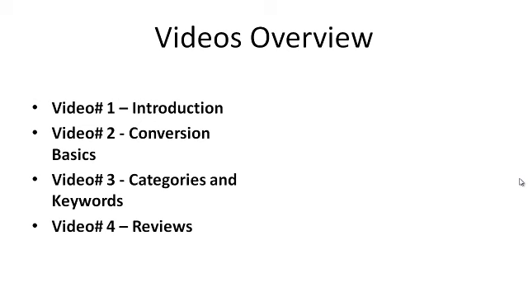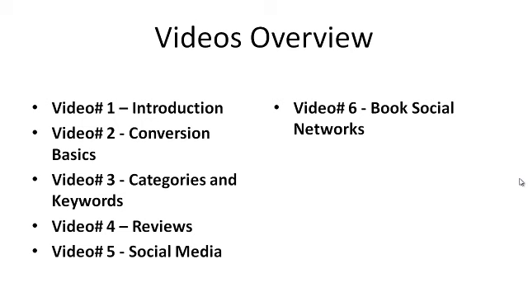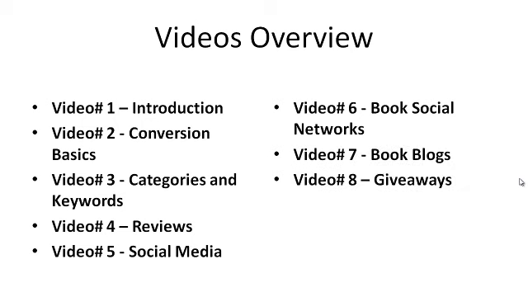Video number 4, we're going to talk about reviews, what you should do and what you should not do. What you should not do to avoid breaking Amazon rules, because the worst case scenario is you do something that Amazon doesn't want and they basically take down your book. So you still are in a way under the realm of Amazon and they still have control over your book, even though it's self-publishing. So video number 5 is social media. Number 6 is book social networks. Number 7 is book blogs. Number 8 is giveaways. Number 9 is your buyer's list, which is crucial. A lot of people tend to forget that.